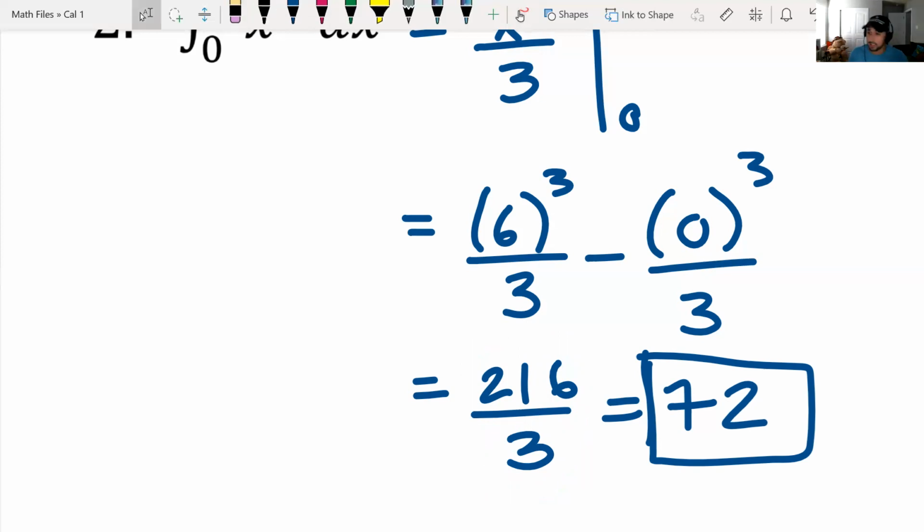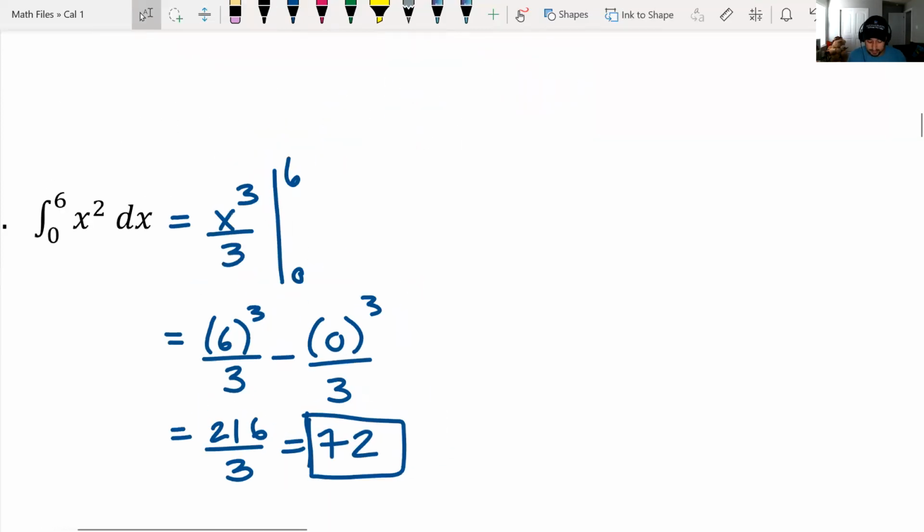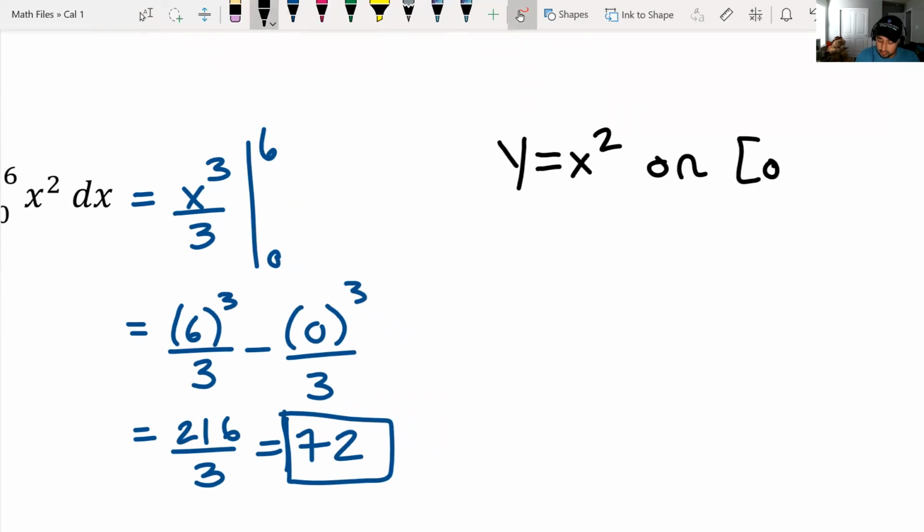Once again, just showing you what we found. So let's look at x squared, right? Let's look at y equals x squared on the interval 0 to 6.